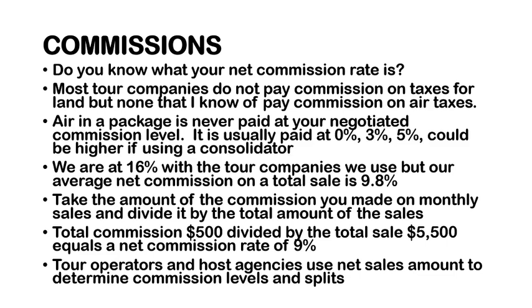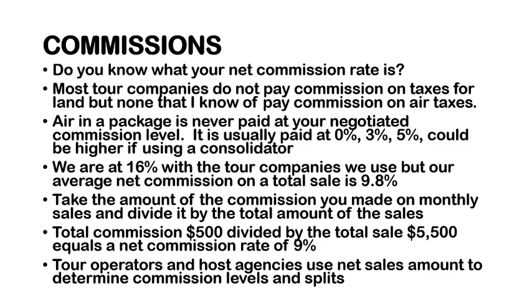It may be a little higher than that if you're using a consolidator. An example is our business. We're at 16% with our preferred companies that we use, but our average net commission on a total sale is 9.8%. And the reason it is because of the non-commissionable items. Also, in the business we're in, selling all-inclusive resorts, we do a lot of price matching, which also reduces your commission level. So we're making a net commission rate of 9.8%, not 16%.